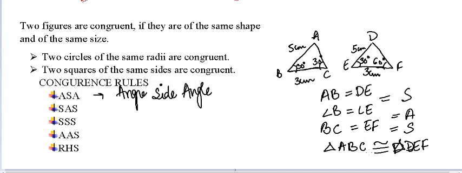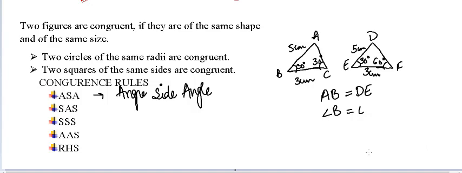Next is side, side, side, the SSS congruency rule. What if all the sides of the triangle are equal? If all the sides of the triangle are equal, then you can obviously say that the triangle is congruent. If it is 7 centimeter and it is also 7 centimeter, so by SSS all the sides are equal.